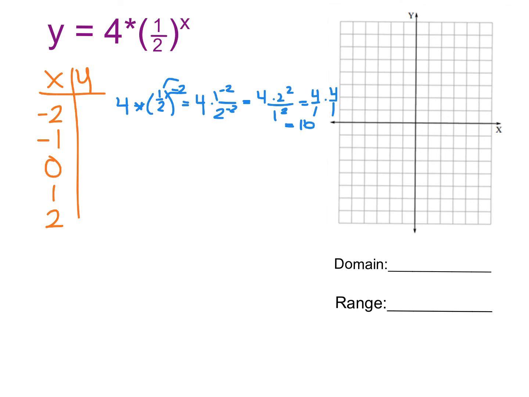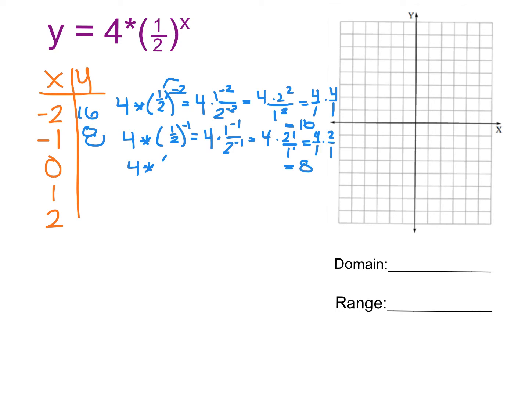So that is 16. Then if I move on to the next one, I have 4 times 1/2 to the power of -1. That becomes 4 times 1 to the negative 1 over 2 to the negative 1. We then can flip that fraction over, so we get 4 times 2 to the first over 1 to the first, which becomes 4 over 1 times 2 over 1, which becomes 8. Then have 4 times 1/2 to the power of 0. Well, anything to the power of 0 is just 1, so that's 4 times 1, which gives me 4.